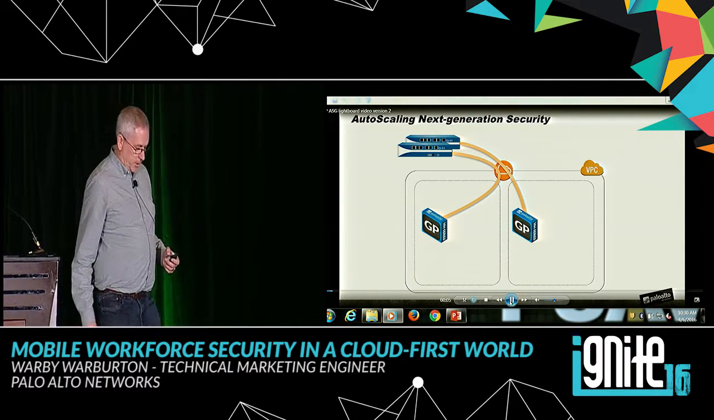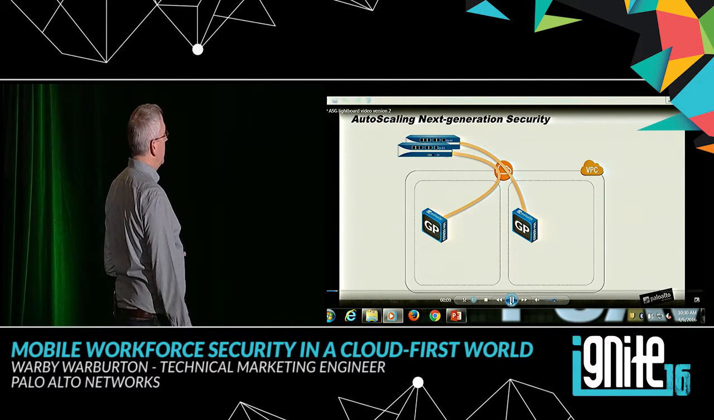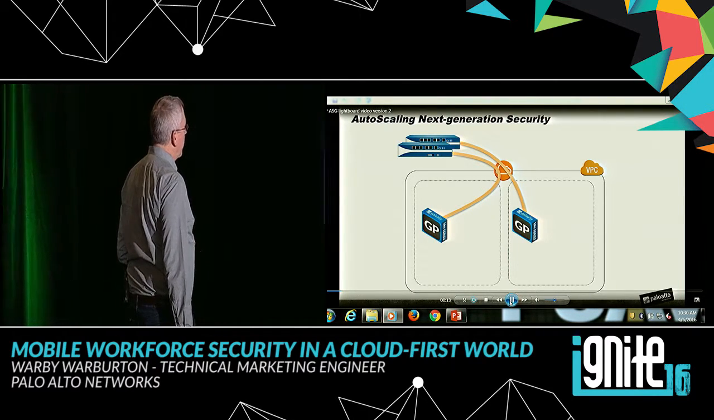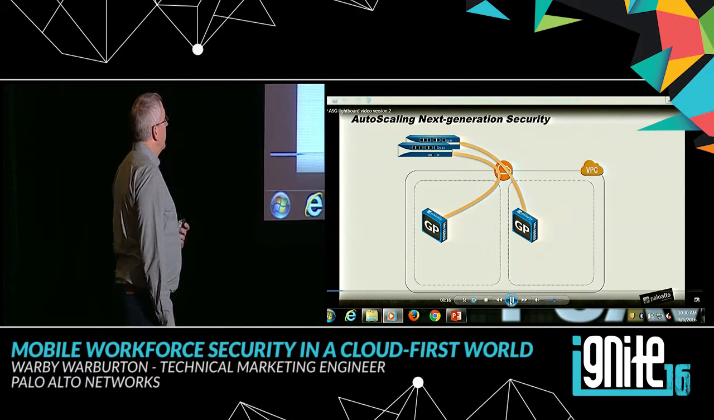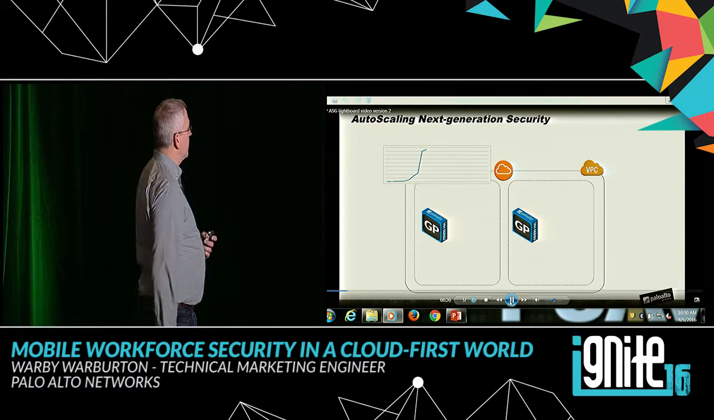So this is kind of what it looks like. Within a VPC in AWS, you have 2 availability zones for redundancy. So you initially start with 2 firewalls, and you've got the tunnels back to corporate. So the firewalls on top are meant to represent the corporate data center.